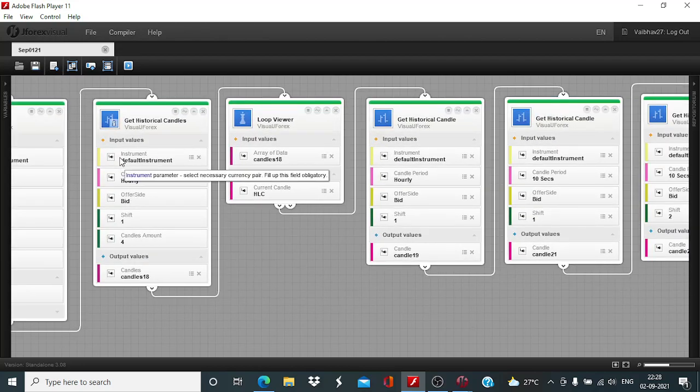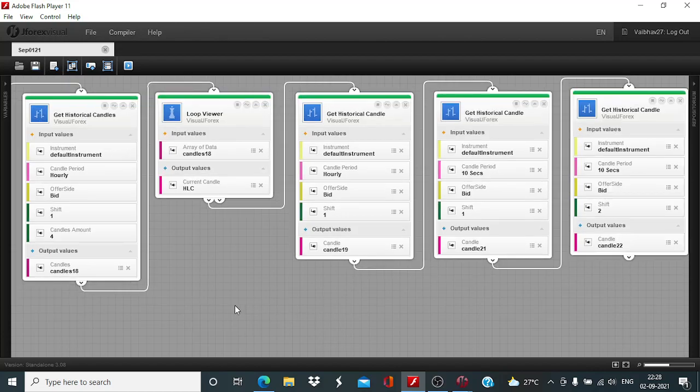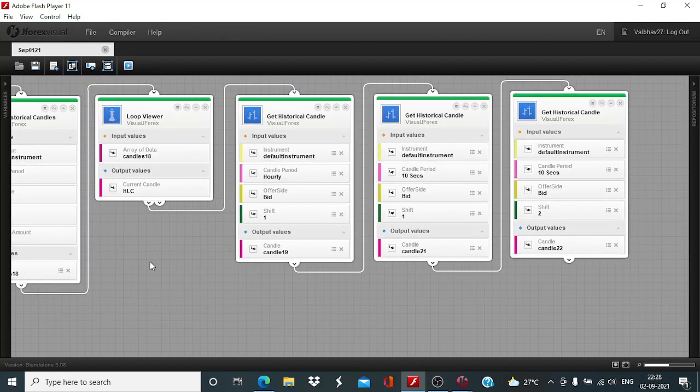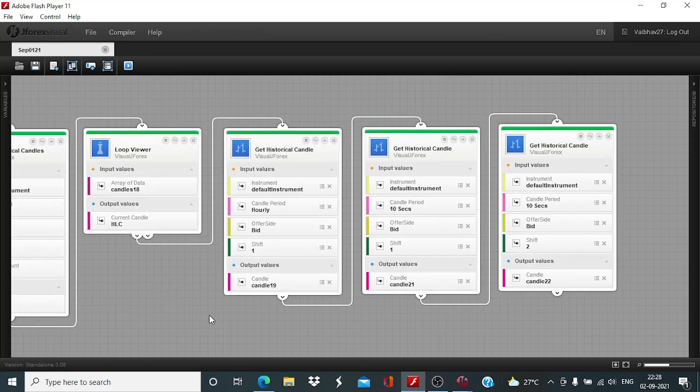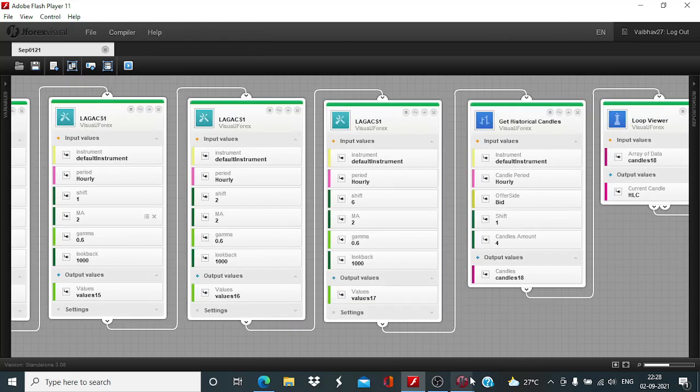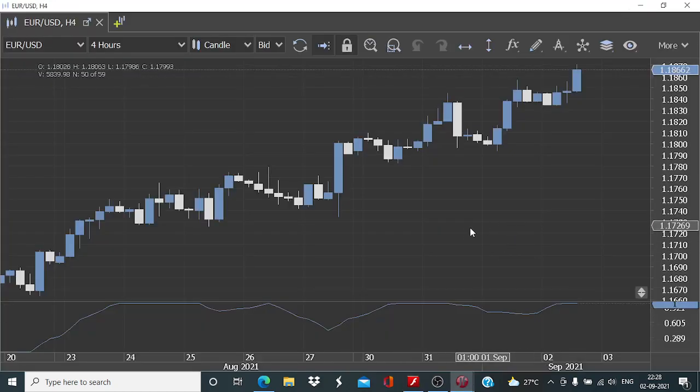And to look at the price volatility, we are also taking the help of this cluster of 4 hourly candles to retrieve the individual variables amongst this array of data. This loop viewer has been added, and to look for the immediate price action prior to the trade, we are also taking the help of this single get historical candle, and to pinpoint the entry point, these 10-second blocks will be used.